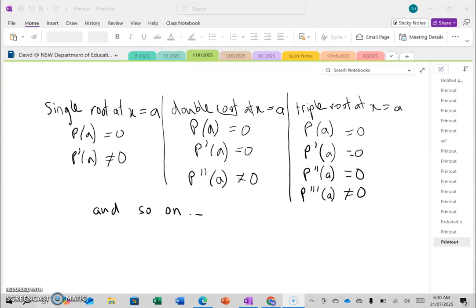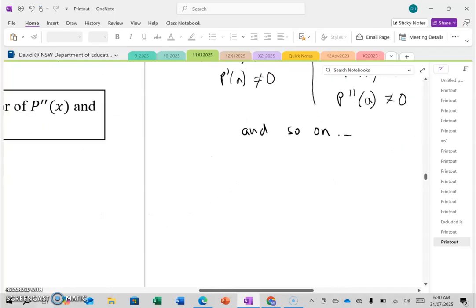Okay, we're going to have a look at some more examples of multiple roots. So reminder, a double root if the polynomial equals 0 for x equal a, and p dash at x equal a equals 0, but p double dash of a does not equal 0, because otherwise you'd have a triple root, and so forth. Okay, let's do examples.